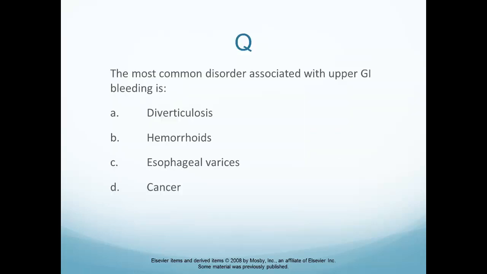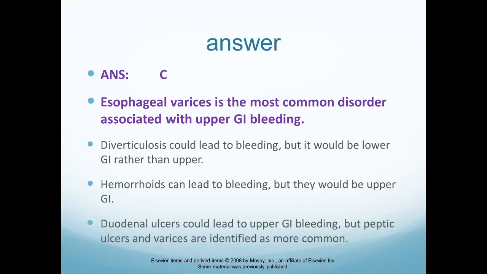The most common disorder associated with upper GI bleeding is esophageal varices. Okay, now keep in mind again, we're talking about the most common liver disorder here that's associated with upper GI bleeding. We can have esophageal varices, but it only accounts for about 14% of all upper GI bleeding.